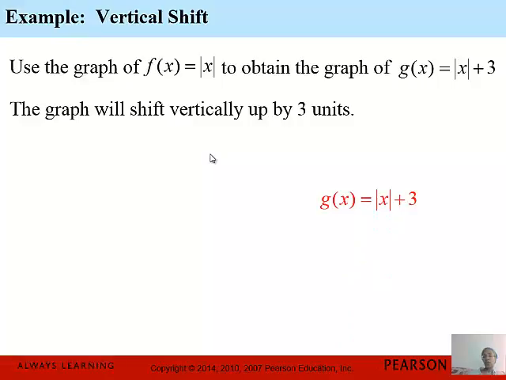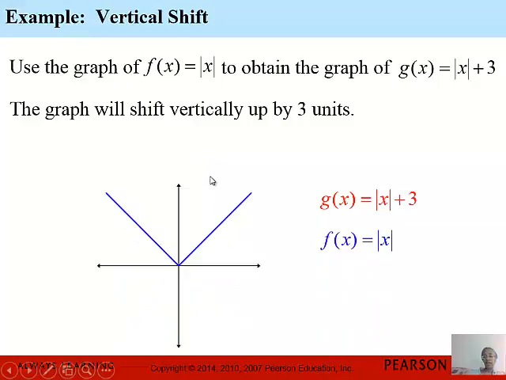So let's look at the graph of f of x. So we know that here's our absolute value function. We know it's this V whose point is at the origin. But when we go to graph g of x, notice that the only difference between these two is that I've shifted f of x 3 units up. Otherwise, they have the same shape. I've just shifted upwards.